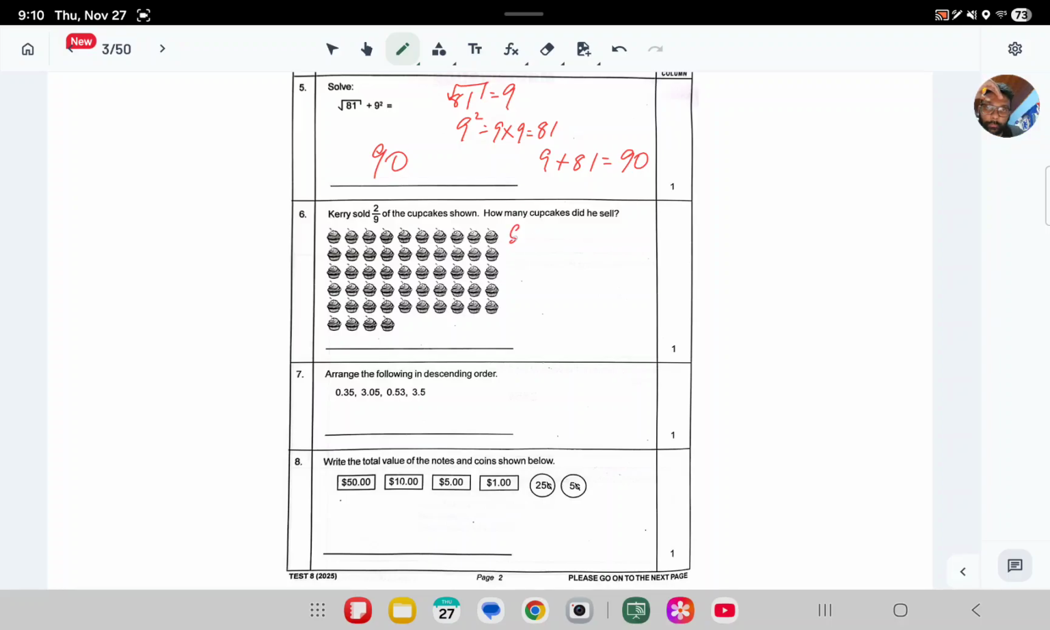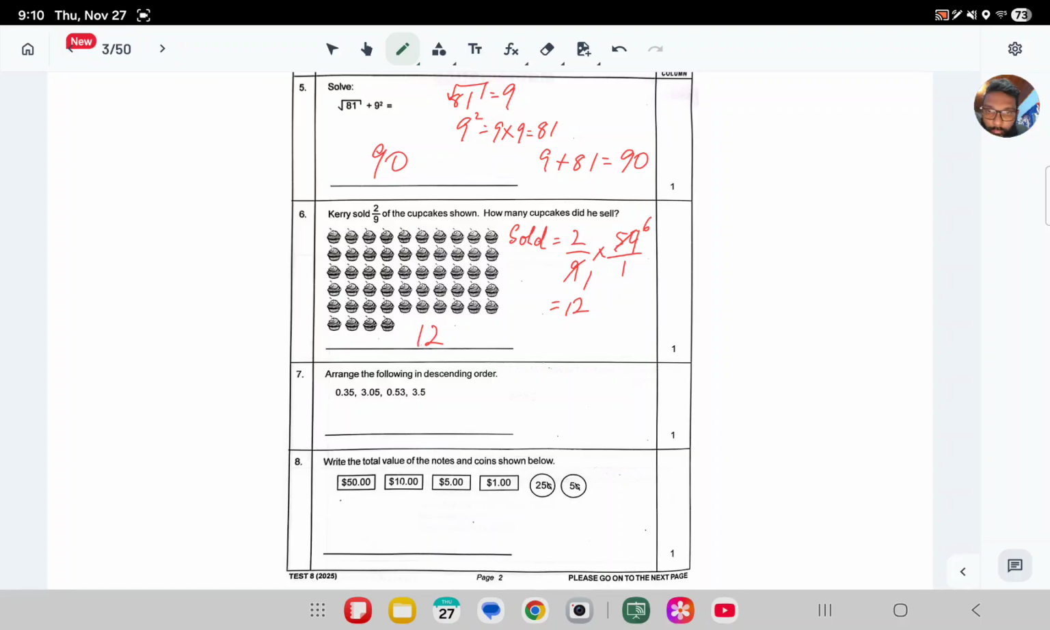I want to know the number he sold. So sold is equal to 2 nines of the total, which is 54, over 1. 9 into 9, 1. 9 into 54 is 6. 6 by 2 is 12. So he sold 12 cupcakes.